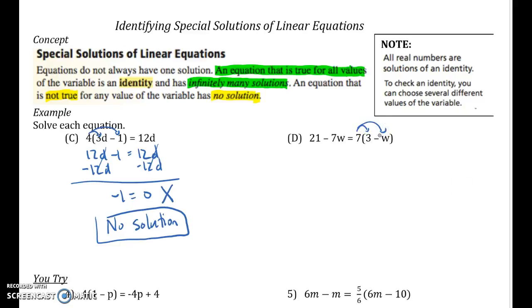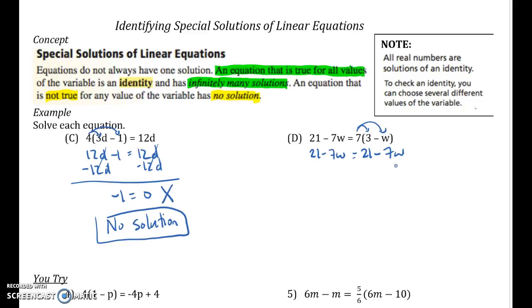Okay. Taking a look at the last example, again, solve like we normally do, and when you come up with either an identity or a non-true statement or one answer, then you know you're done. So I'm going to get 21 minus 7W equals 21 minus 7W. And here you can already say, hey, they're the same thing. And that's when you can stop and say it's an identity.